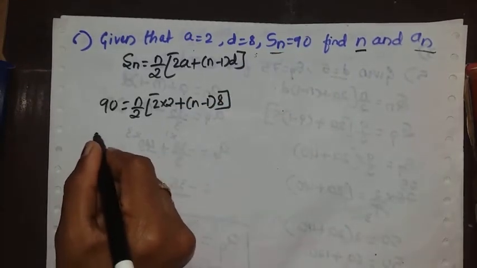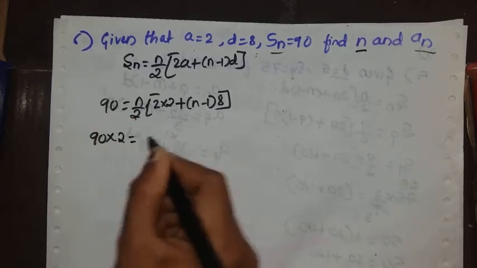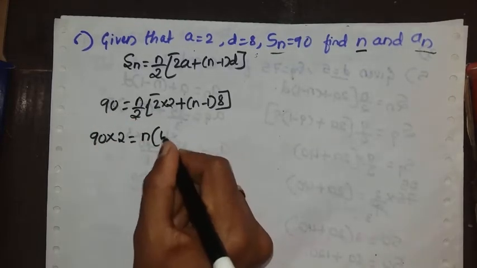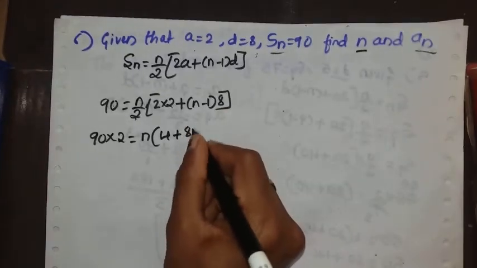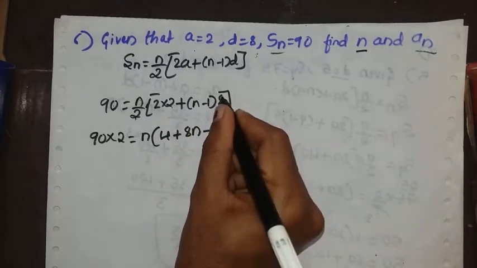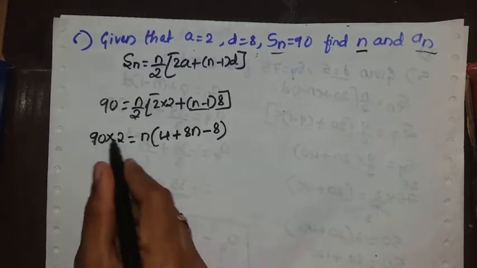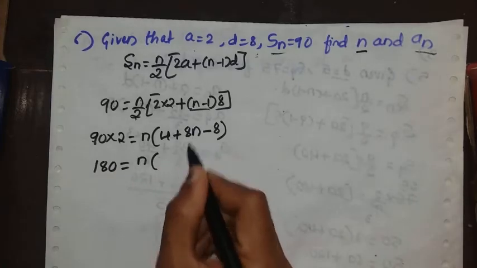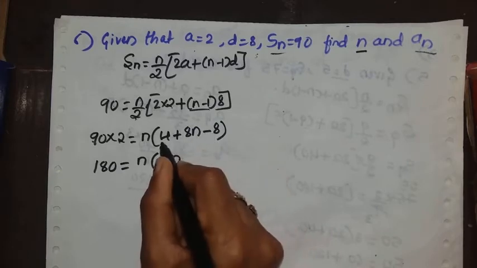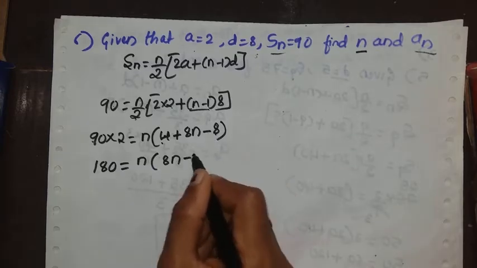This can be solved by dividing 90, n by 2 becomes into 2, equals n into the bracket of 2 twos are 4 plus, I just multiply this, 8 into n is 8n, plus into minus, minus 8 ones are 8. So binomial into monomial. Here 90 twos are 180 equals n into the bracket of 8n minus 8 plus 4. 8 minus 4 is 4. This is the greater one, that's why it is minus 4.